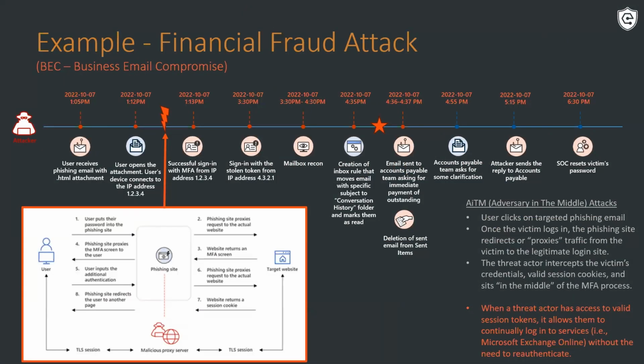So I'm a big fan of examples. They help things kind of solidify in my head. So let's give you an example of what's either called a BEC, business email compromise, or a financial fraud attack. This attack starts with just your traditional phishing in the inbox. They click on a link. They believe it is taking them to a legitimate login page. But this is where the adversary in the middle attack happens.